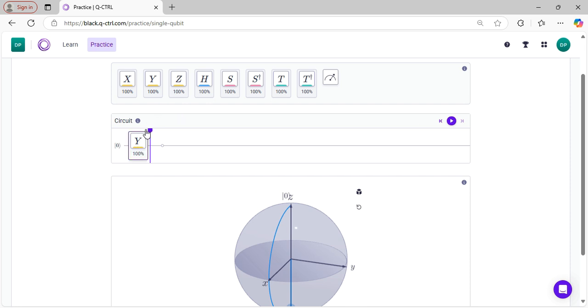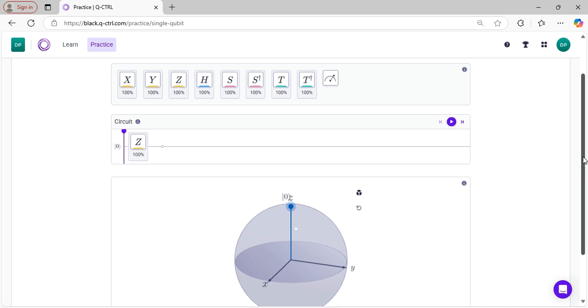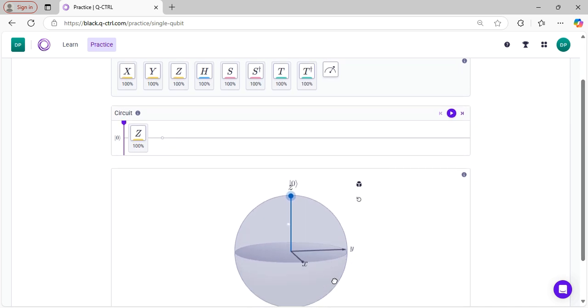Now let's try the Z gate. I'm gonna play the Z gate, and the Z gate, you really only can use after you use the Hadamard gate first, because you have to put this quantum qubit in a superposition first, because you're doing quantum computers. You have to use the Hadamard gate to do that, which is the H gate.